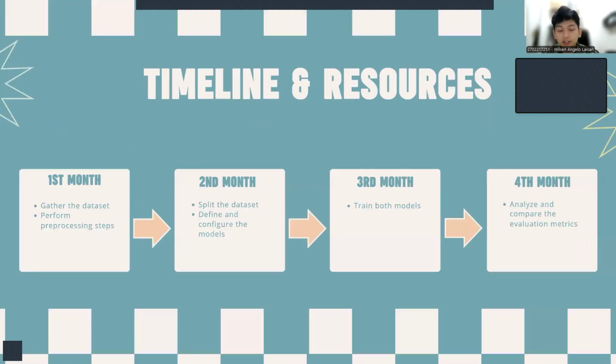Here's the timeline and resources. In the first month, we prepare data, collecting the dataset and pre-processing the images. In the second month, we set everything up, splitting the data and defining the models. In the third month, we train both models. And in the fourth month, we evaluate the results and compare their performance.